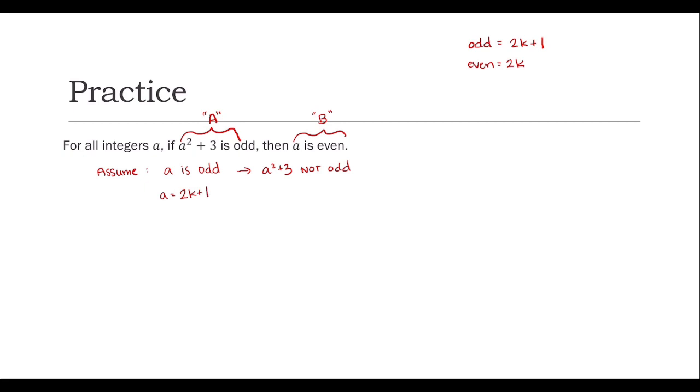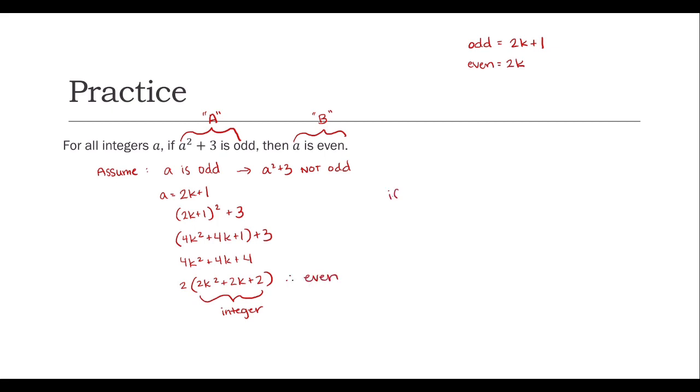So in a squared plus 3, we have 2k plus 1 squared plus 3. So 2k plus 1 squared is going to be 4k squared plus 4k plus 1. And then we have plus 3. So this is 4k squared plus 4k plus 4, which we can factor a 2 out. So we get 2 times 2k squared plus 2k plus 2. The reason we only factored 2 out is to prove that it's even. So we have 2 times some integer, which means that this is even.